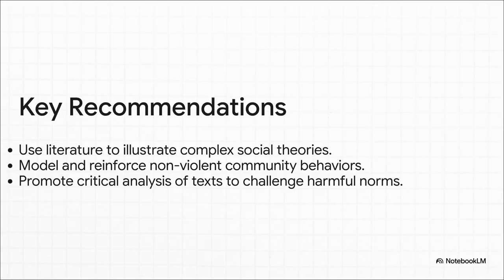Based on everything they found, the paper lays out 3 really smart recommendations. First, let's start using stories, like novels, in social science classes to make these big, complex theories click. Second, if we want to break the cycle, we have to introduce a new one. That means community programs that actively model and reward nonviolent ways of handling conflict. And finally, we've got to encourage everyone to look critically at these cultural stories and texts, to ask questions and challenge the harmful stuff from within.